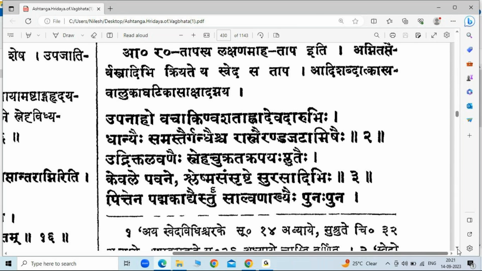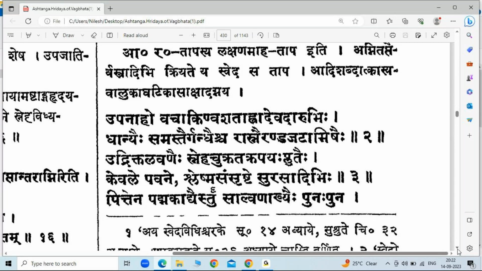Samastaihi gandhaihi cha. Sometimes samastaihi can be clubbed with dhanya, but samastaihi dhanyaihi is not possible. Samastaihi means complete, so it is not a practically feasible option. Better you connect the word samastam with gandham. So samastaihi gandhaihi means gandha dravyas. Maybe you can use panchagandham. Panchagandham in effect covers the samasta gandham. There may be extra, but for all practical purposes you can consider it as the samasta gandham. So first: vacha, kinva, shatahva, devadarubhihi, dhanyaihi, samastaihi gandhaihi cha.